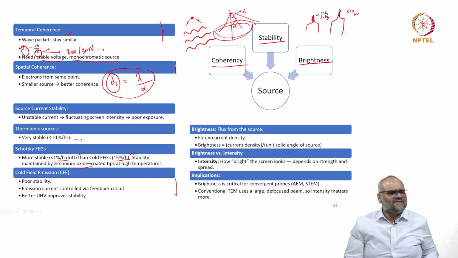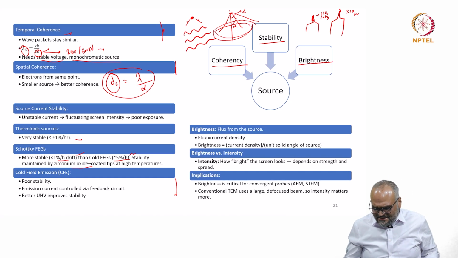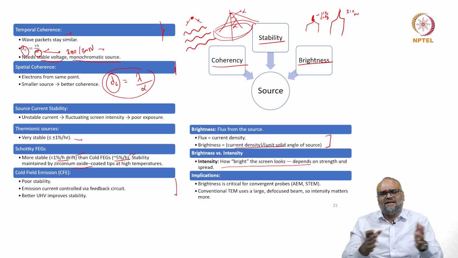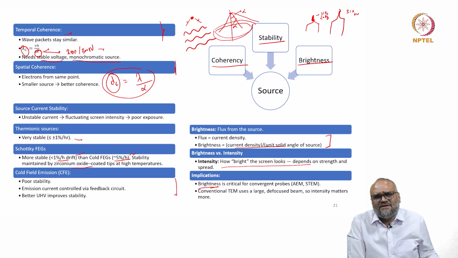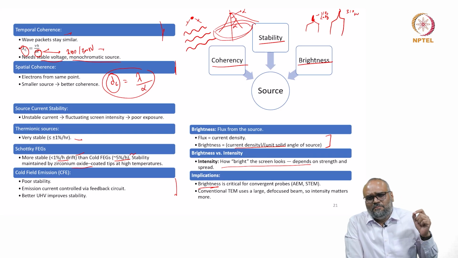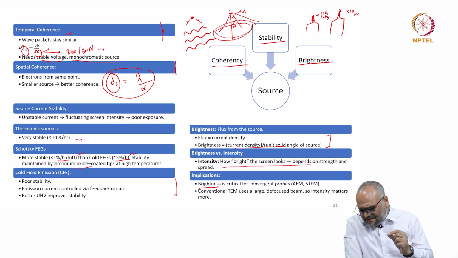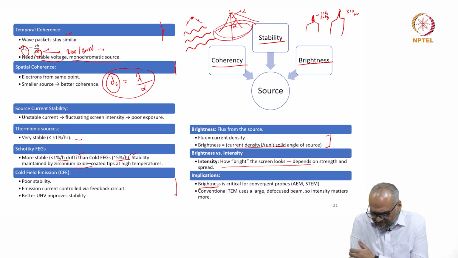So if I talk about brightness or the intensity, like I was just mentioning to you, strictly speaking, brightness is the flux or the current density from the source over a unit solid angle, and intensity is how bright and how large an area you are spreading the beam on. This brightness is a critical parameter for any kind of analytical studies you do, and it is also important for getting much better or finer resolutions in STEM imaging.